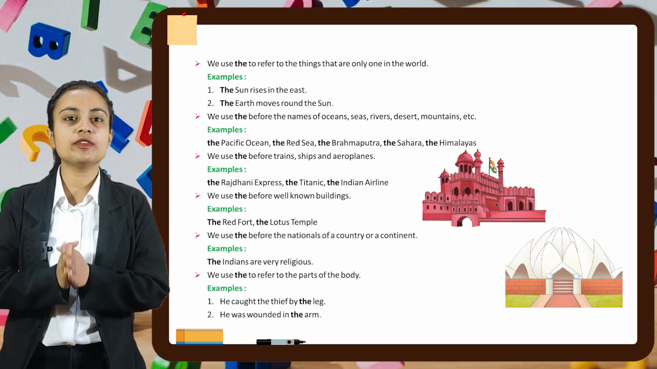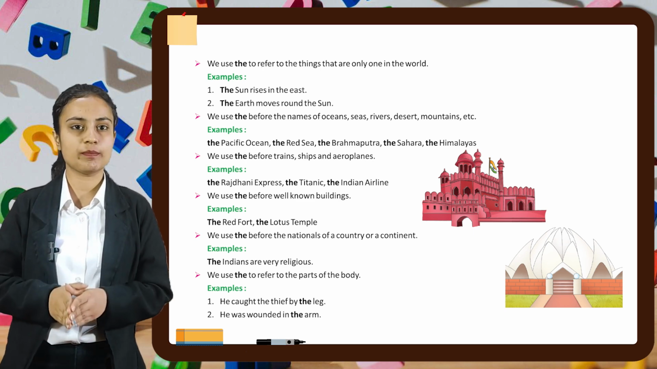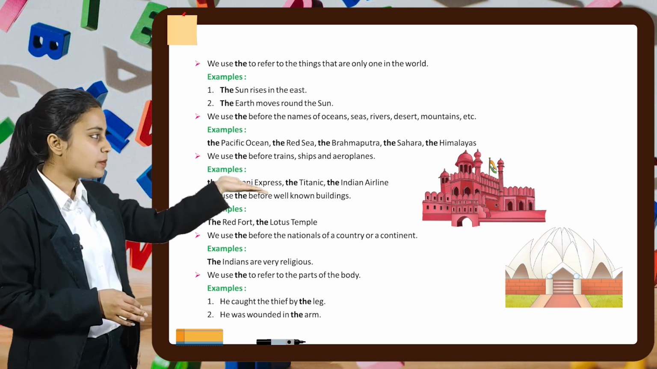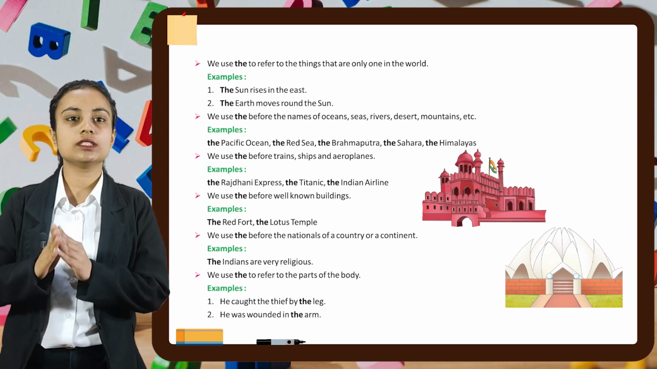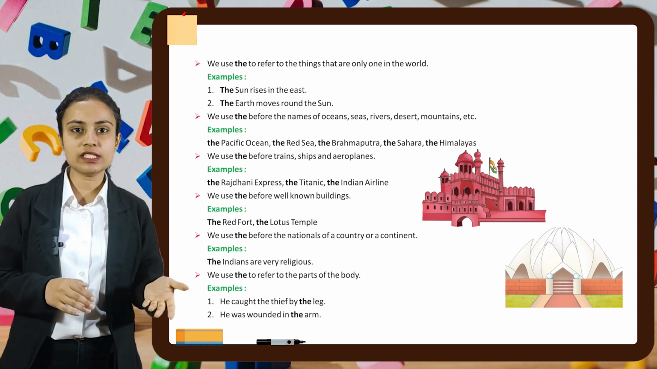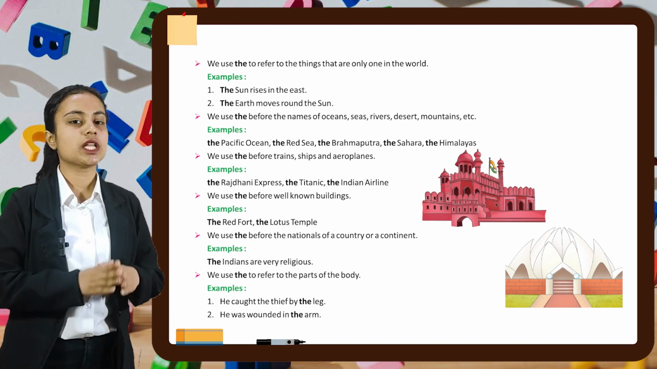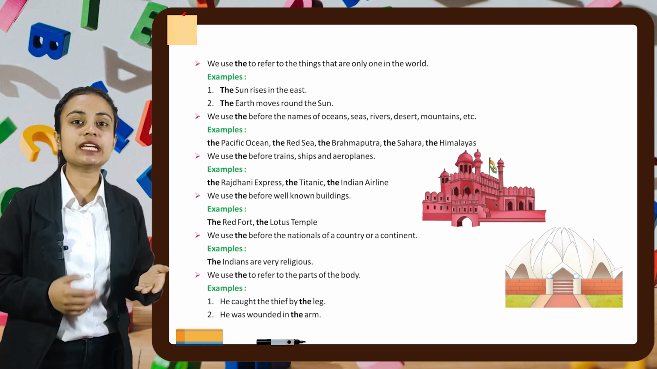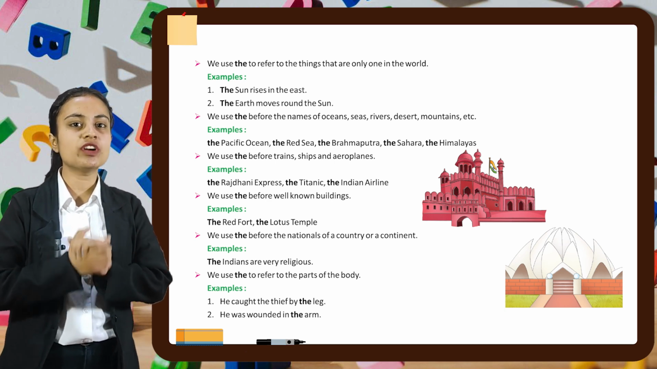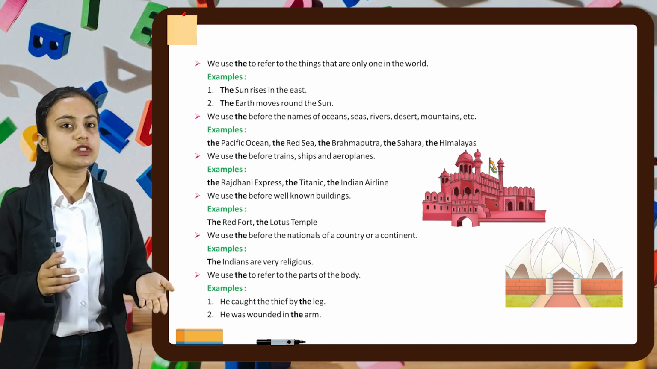We use the before the names of oceans, seas, rivers, deserts, mountains, etc. For example, the Pacific Ocean, the Red Sea, the Brahmaputra, the Sahara, the Himalayas. Next point is we use the before trains, ships and airplanes. For example, the Rajdhani Express, the Titanic, the Indian Airlines. Next point says we use the before well-known buildings. For example, the Red Fort, the Lotus Temple.